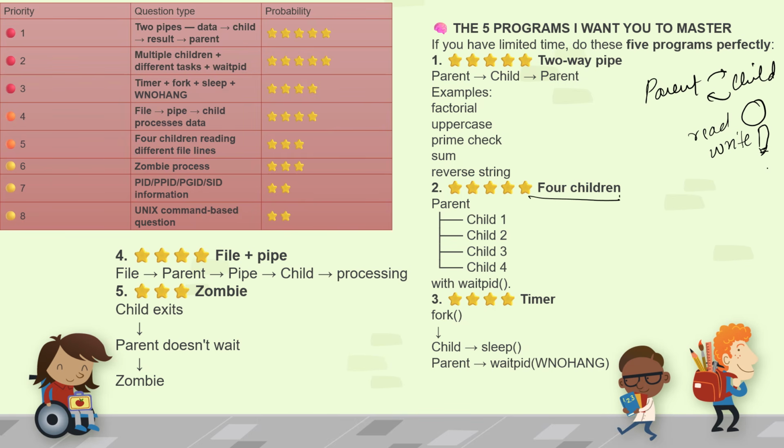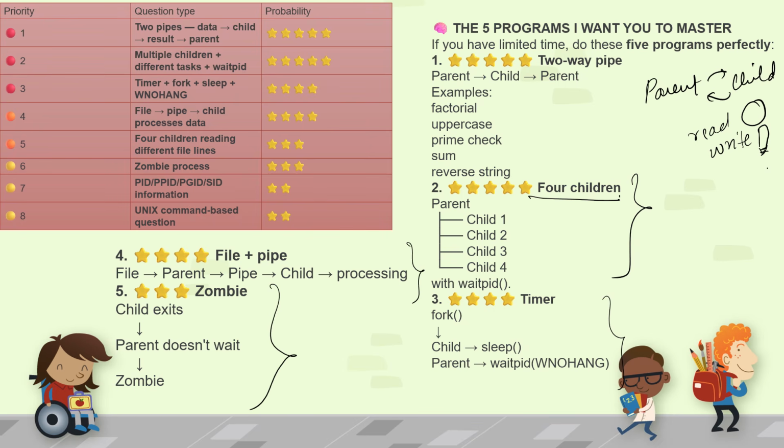4 children. This is question number 1 that we had seen right now, that we had already covered in the slides. This 4 children problem, or you could get a variation also, not necessarily this. A timer question. This was also a question we've covered. File plus pipes and your zombie process.